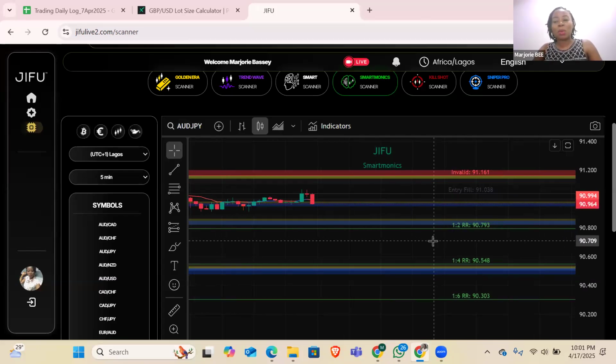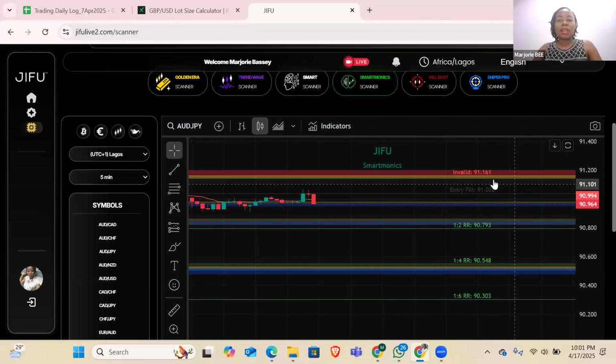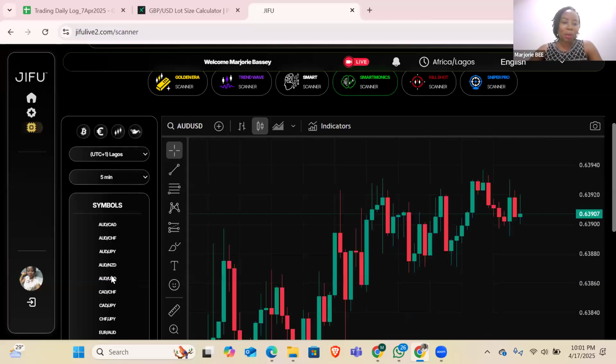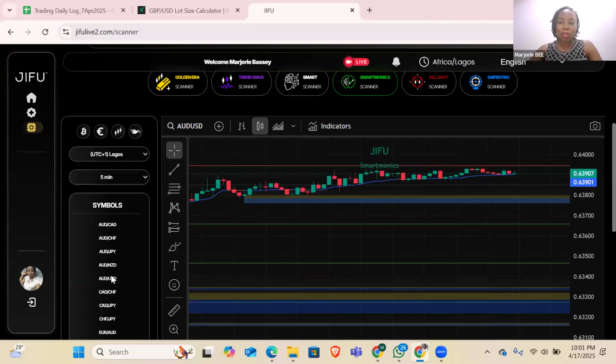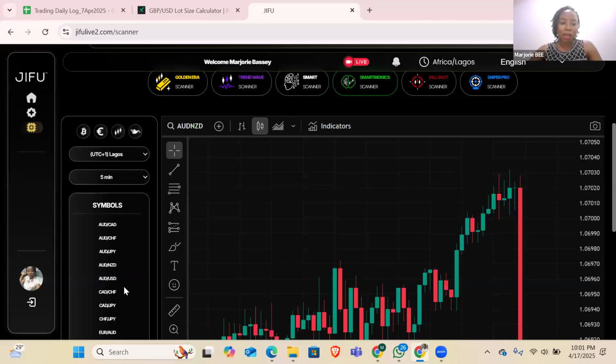Now, when you see a setup like this, where this red invalidation is on the top, and then you have your entry, and your profit levels are below your entry, that is a sell trade. These green lines are below your entry. That's a sell trade. Now, let me see if we have a buy trade, so that you see the difference.